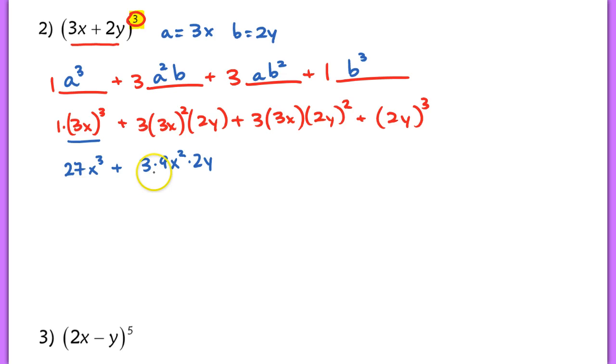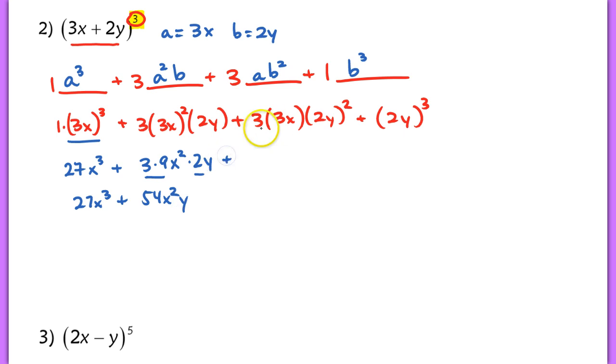Here it's not too bad to just do 27 times 2 and double that one. But sometimes you're going to get numbers like 3 times 15 times 60 or something, and in which case you want to make sure that you're comfortable doing 2-digit times 3-digit numbers. Okay, so let's continue on here. Let's simplify. So I'm going to write the 27x cubed down. This will give me 54 times x squared y.